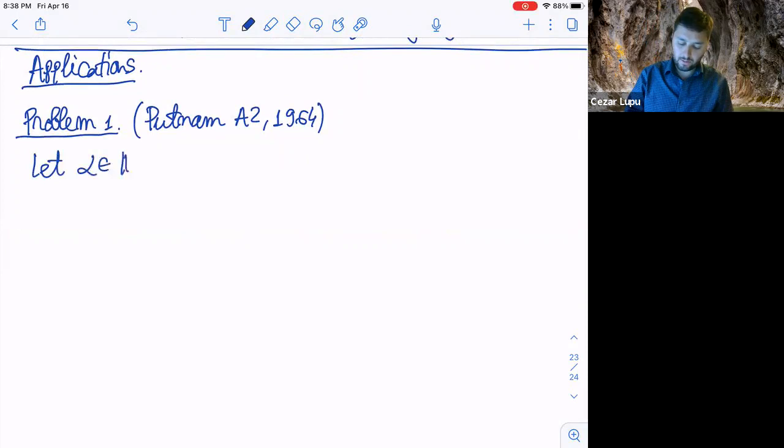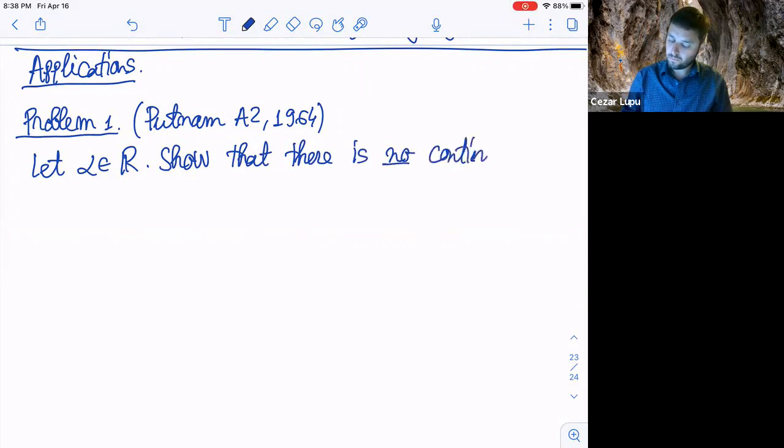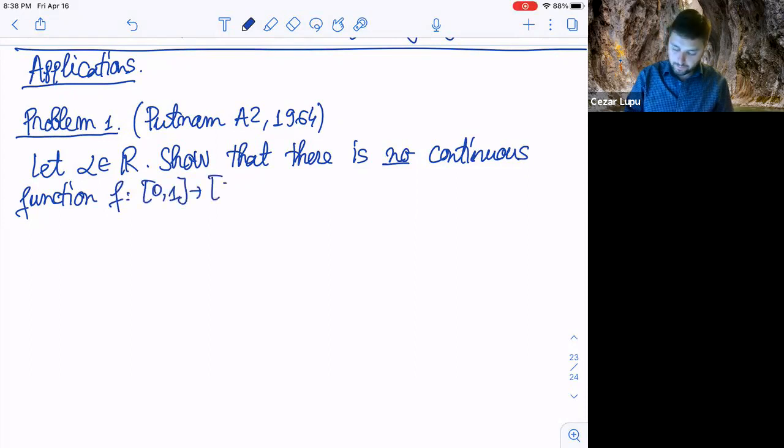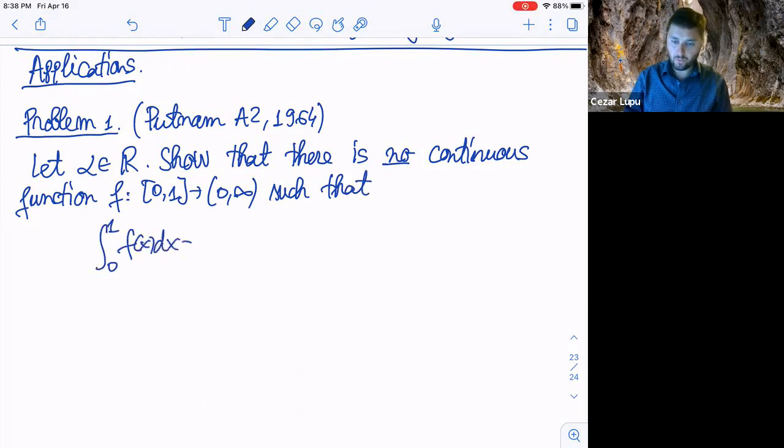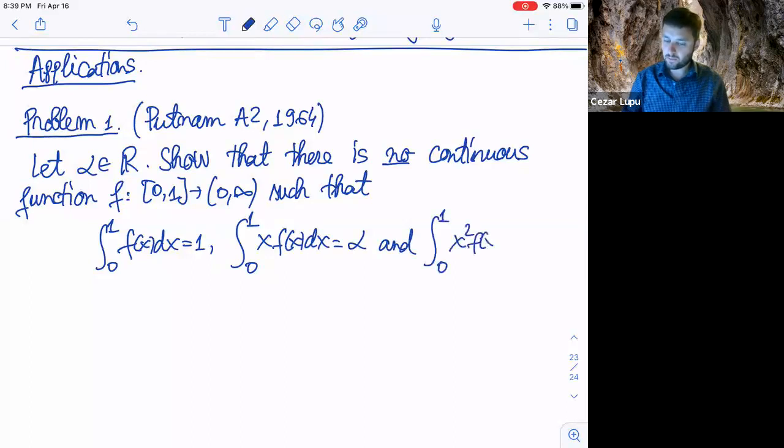So let's consider alpha a real number. I would like to show that there is no continuous function f defined on [0, 1] with values in the positive reals, such that the integral from 0 to 1 of f(x) dx is 1, the integral from 0 to 1 of x times f(x) dx is alpha, and the integral from 0 to 1 of x squared times f(x) dx is alpha squared. All right, so that's the statement of the problem.